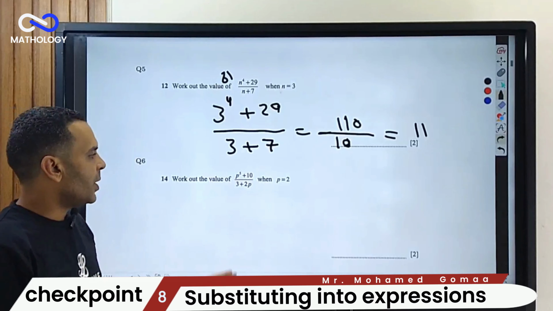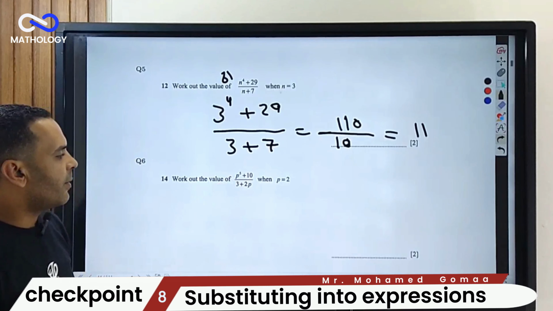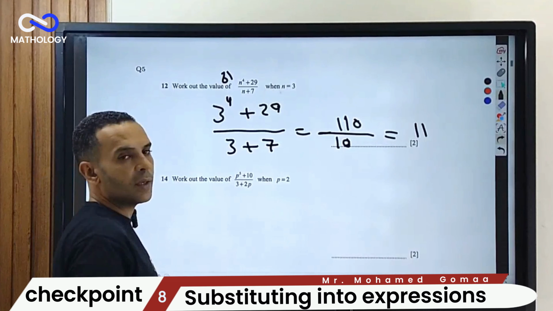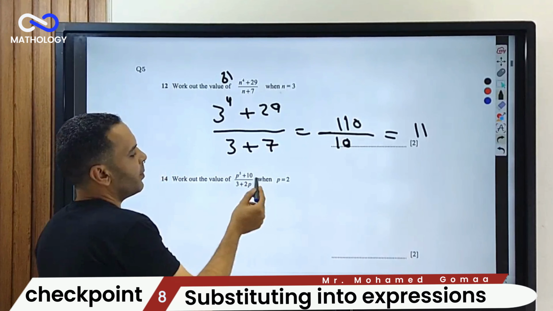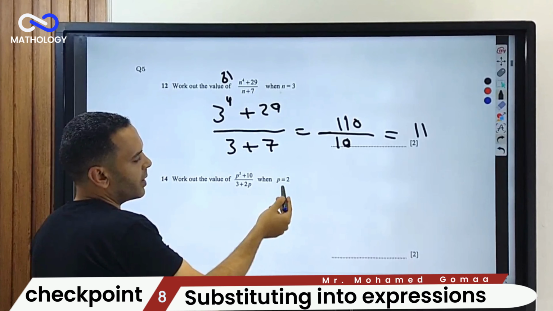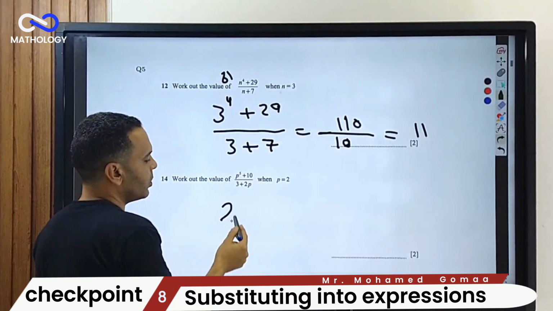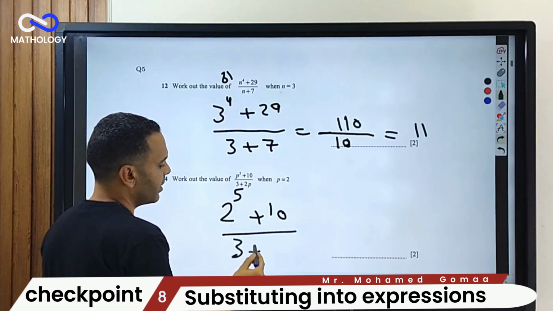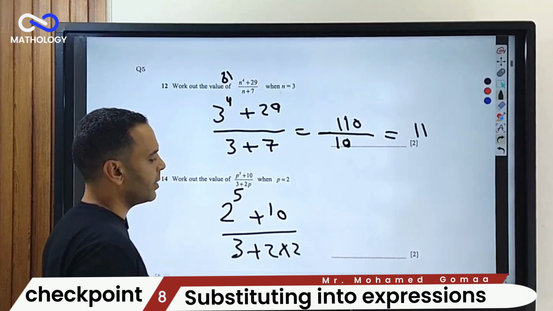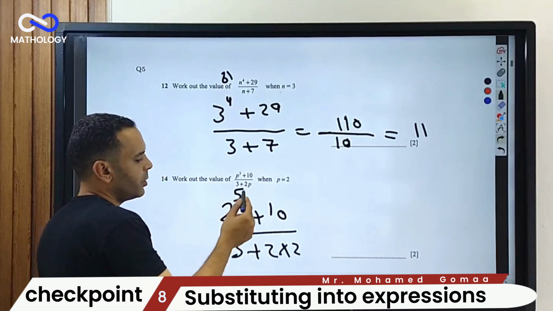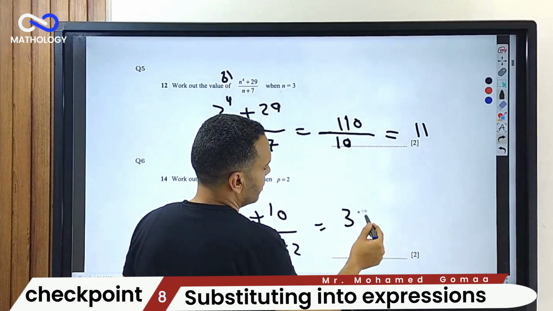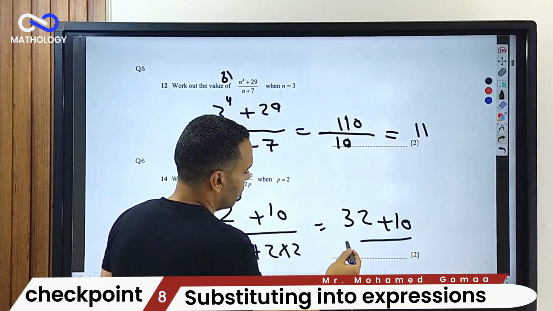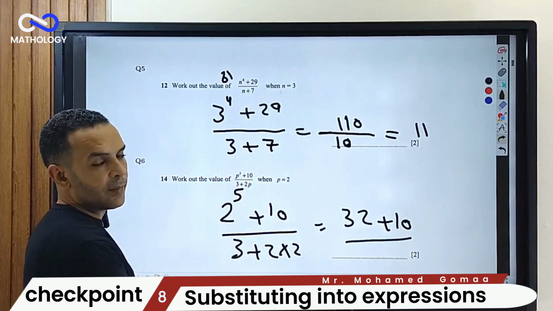The same idea, p power 5 plus 10 over 3 plus 2b, when b equals 2. Okay, replace b with 2, or substitute 2 for b. It will be 2 to power 5 plus 10 over 3 plus 2 times 2. Instead of p, put 2. 2 to power 5 equals 32. 32 plus 10 over 3 plus 2 times 2.